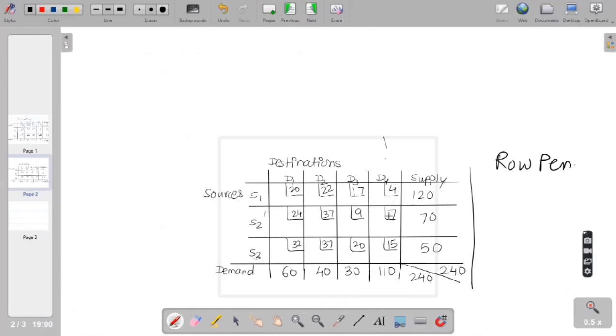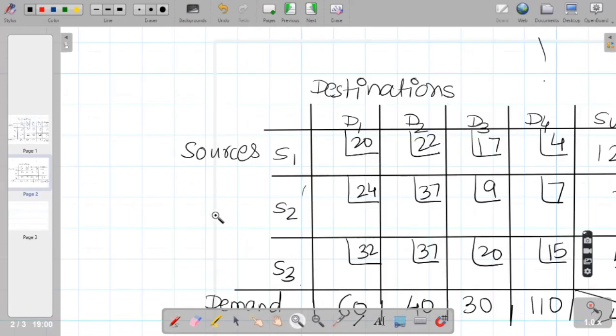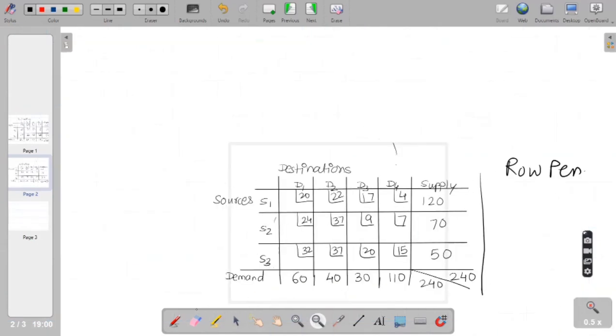So let us go row by row. The first row, the smallest entry is 4 and the next smallest entry is 17. So the difference between 4 and 17 is 13. Second row, the smallest entry is 7 and the next smallest entry is 9. So the difference between them is 2. Then in the third row, the first smallest entry is 15 and the second smallest entry is 20. The difference between them is 5.